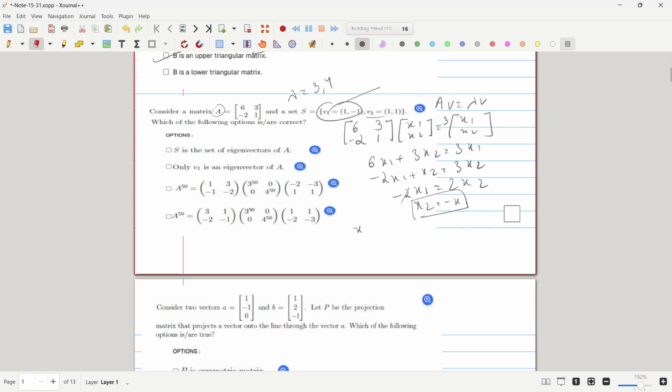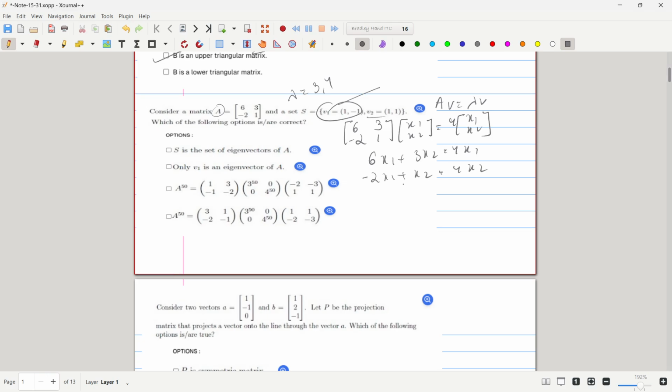Now for lambda is equal to 4, x1 x2. Again 6x1 plus 3x2 is equal to 4x1. And minus 2x1 plus x2 is equal to 4x2. So minus 2x1 is equal to 3x2. And I can say x1 is minus 3 by 2 x2.